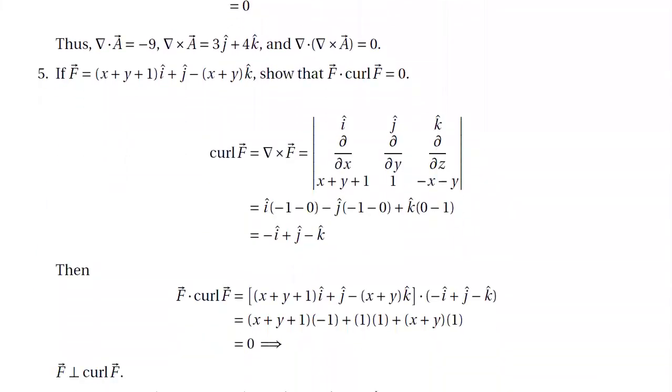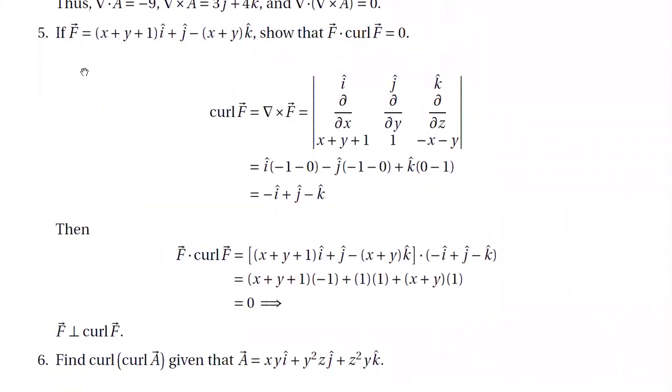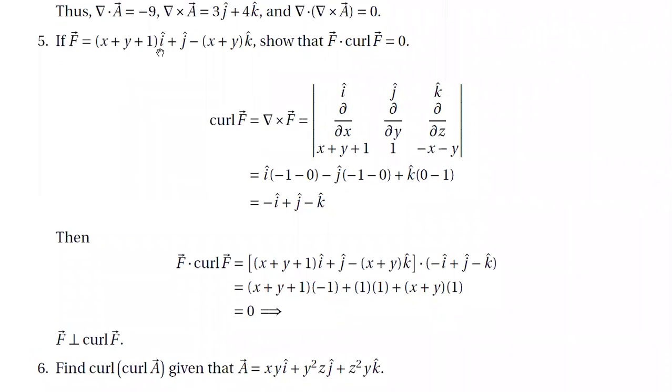Next problem, this is important. If vector f is equal to (x plus y plus 1) i plus j minus (x plus y) k, show that vector f dot product with curl vector f is equal to 0.